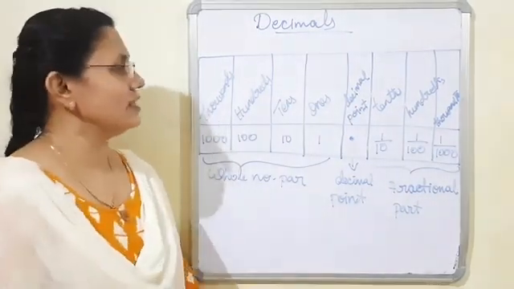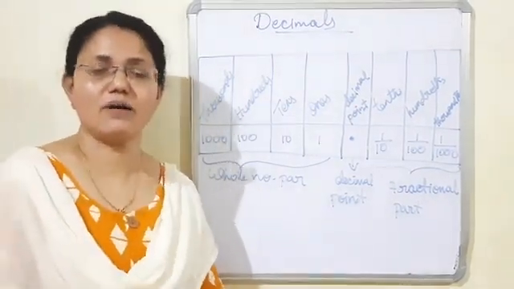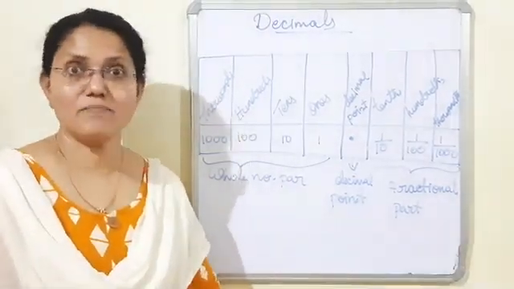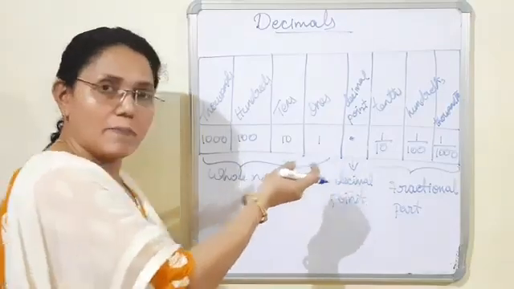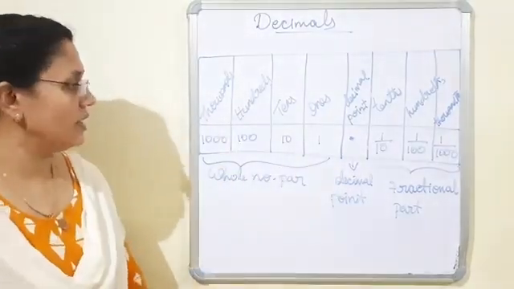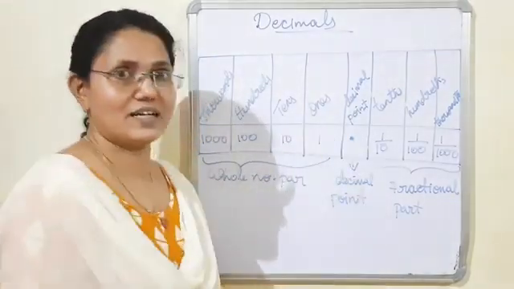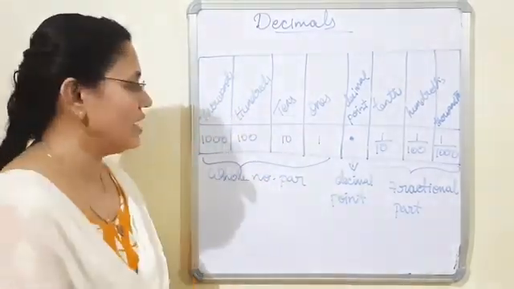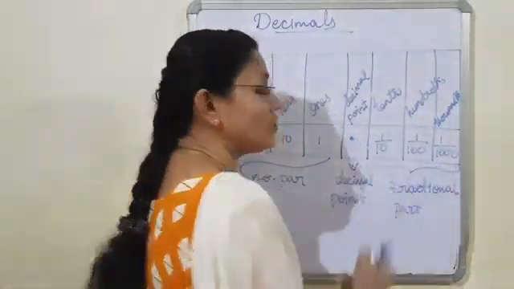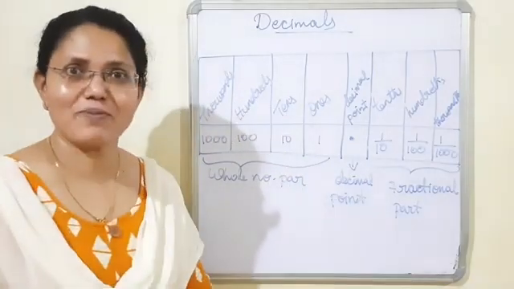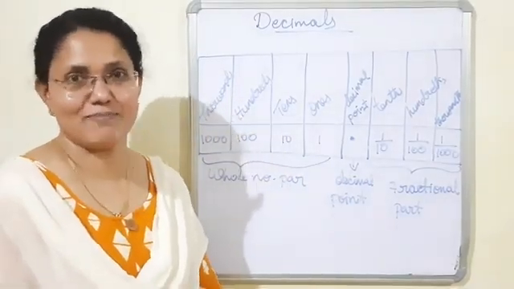Okay, the place value chart of a decimal number has 3 parts. That is the whole number part, that is the whole numbers, which already we know. After that, the decimal point separates the whole number part and the fractional part, and the part which comes after the decimal point is known as the fractional part. This fractional part we are writing as decimal numbers.